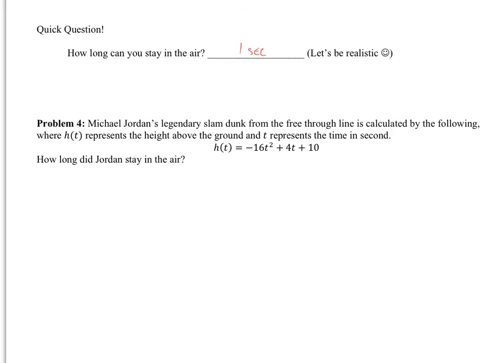All right. Problem 4. His slam dunk is represented by h of t, so that's the height above the ground, and t is time in seconds. So how long did he stay in the air? Well, we said we can use either of our two methods, so I'm going to use the quadratic formula, and I want to explain to some of you why I'm choosing to use one method over the other.